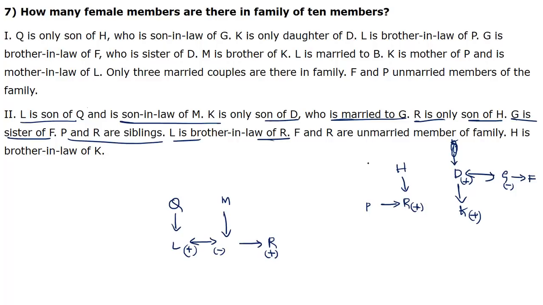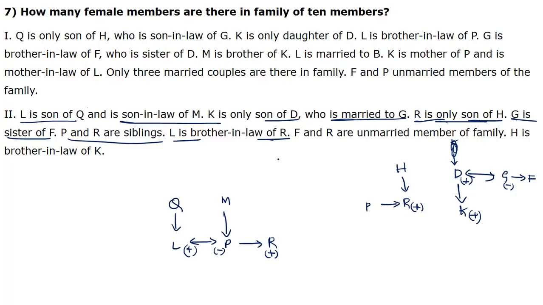So here friends, it is very clearly said that H is having only one daughter, so only one son. I hope you got it. H is having only one son. R is the only son of H, right? So therefore R is the only son of H. Then R's sister would be P. So P is married to L.